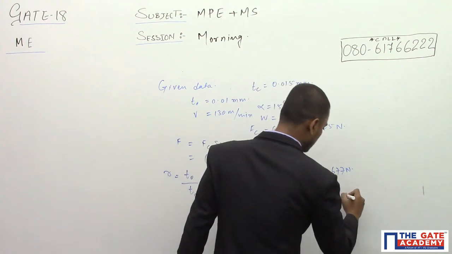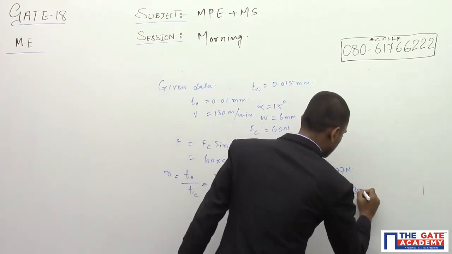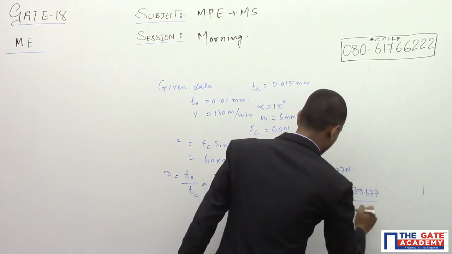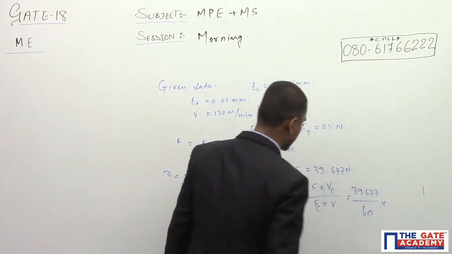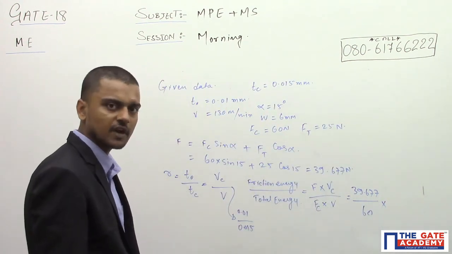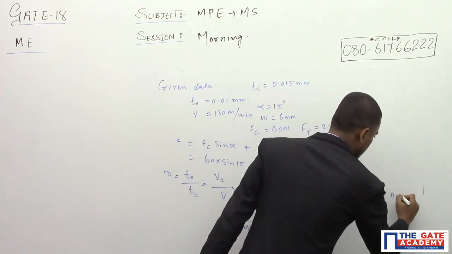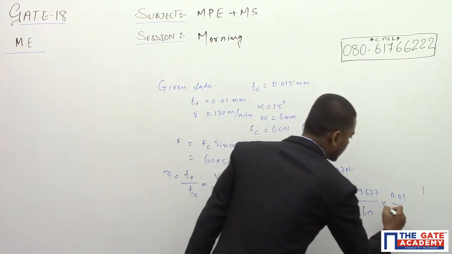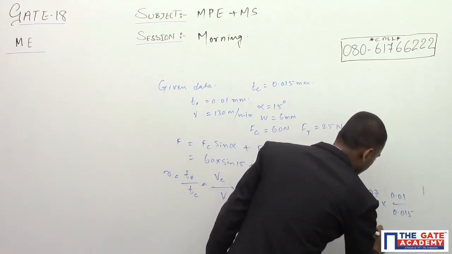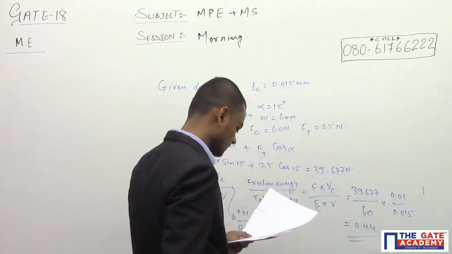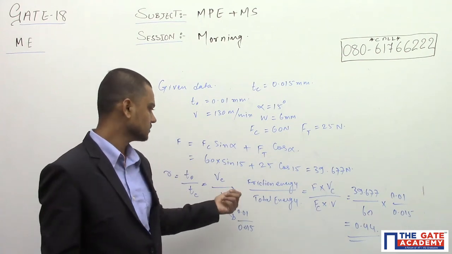So if you put in the values, friction force we got 39.677 upon cutting force, whose value we know is 60, multiplied by VC upon V, that is the chip velocity upon cutting velocity, which is 0.01 upon 0.015. If you solve, you will get 0.44. So 0.44 is the ratio of the friction energy and the total energy.